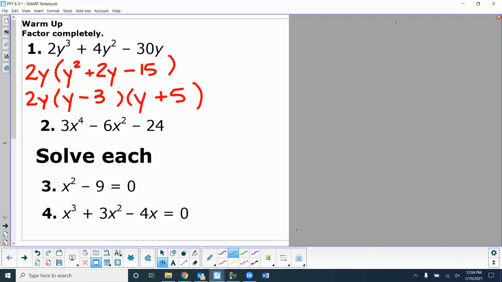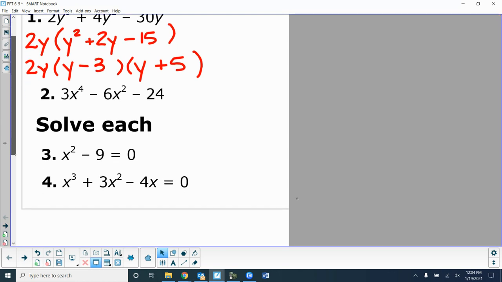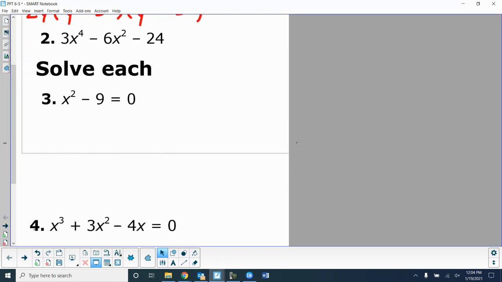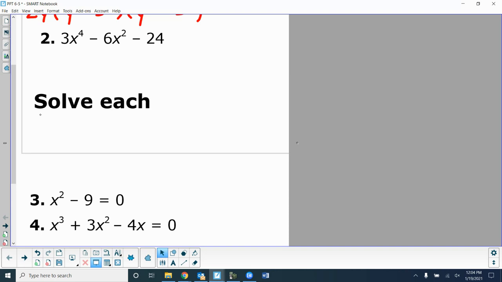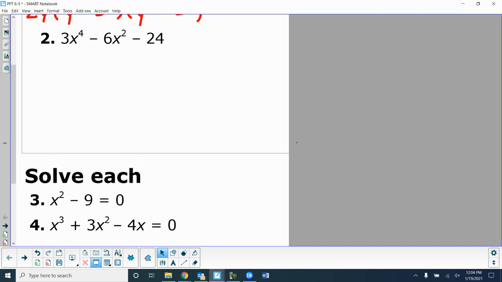Okay? This is a normal regular trinomial, right? Factors of C that add up to B. All right? We okay so far? That's nothing new, is it? Stuff we've already done, right? How about number 2 there? 3 is a GCF, right?